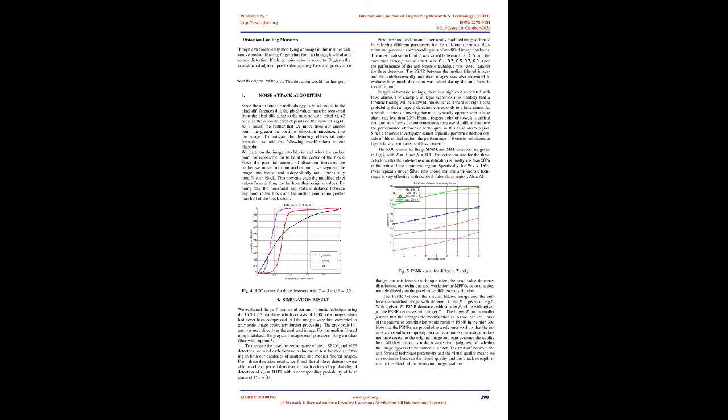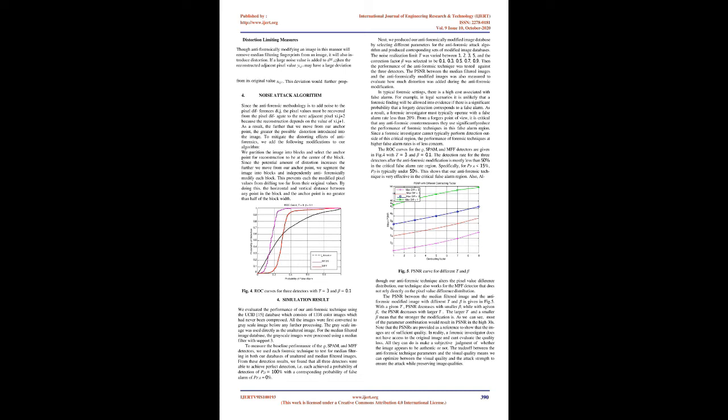Noise attack algorithm. Since the anti-forensic methodology is to add noise to the pixel differences d_j, the pixel values must be recovered from the pixel differences. The reconstruction propagates to the next adjacent pixel x_i,j+2 because the reconstruction depends on the value of x_i,j+1. As a result, the further that we move from our anchor point, the greater the possible distortion introduced into the image. To mitigate the distorting effects of anti-forensics, we add the following modifications to our algorithm.